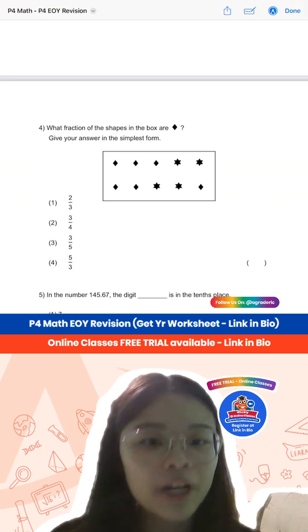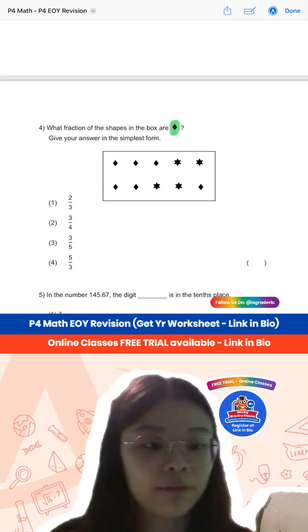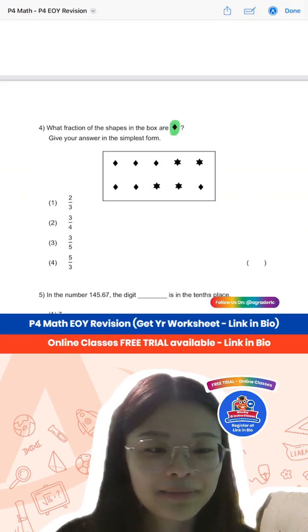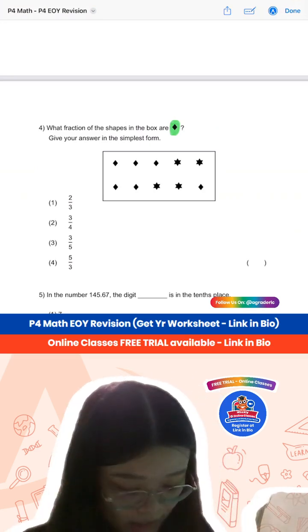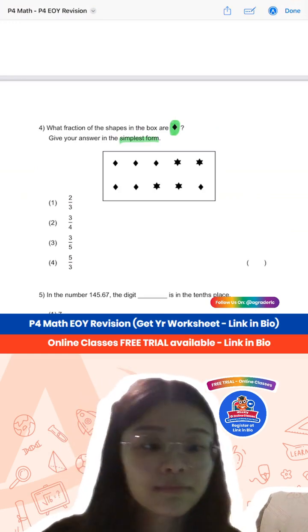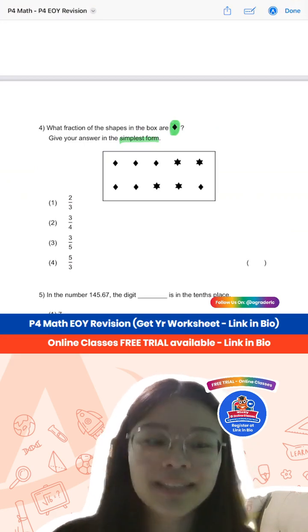What fraction of the shapes in the box are diamond? So must take note, we are looking for diamond. Some of you already answered. Remember to give your answer in simplest form when you're doing your work. Those who answered all put option 3.